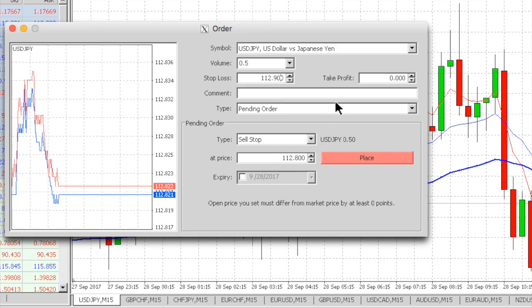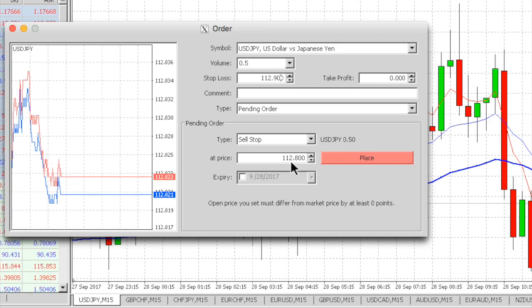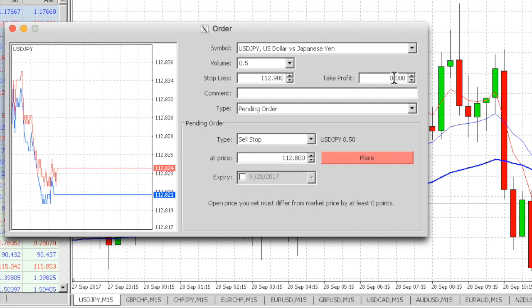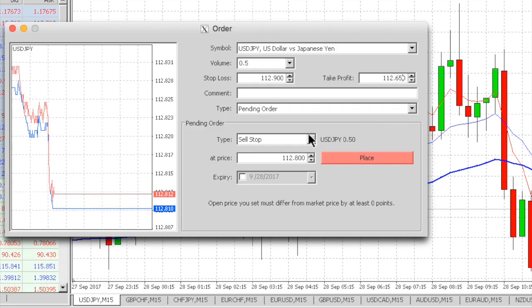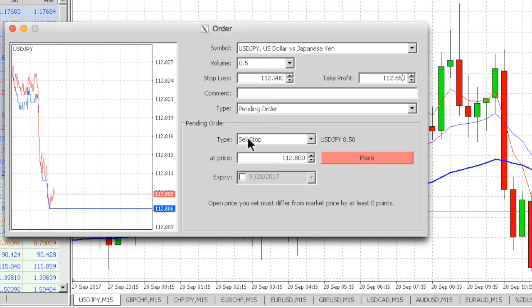So my profit target has to be 15 pips below my entry price. I'm risking 10 pips to make 15 pips. So 112.80 minus 15 pips is 112.65. Take profit will be at 112.65. There we go. So that's your sell entry, that's your stop loss, that's your profit target, that's the volume, pending order sell stop.